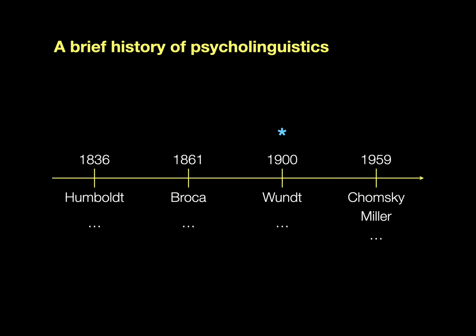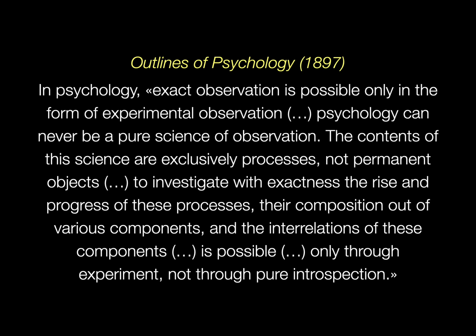The second major turning point in the history of psycholinguistics and neurolinguistics is due to Willem Wundt, who was responsible for introducing the experimental method into the study of the mind around the turn of the 20th century. In his book, Outlines of Psychology, Wundt says that in psychology, exact observation is possible only in the form of experimental observation, and that psychology can never be a pure science of observation.